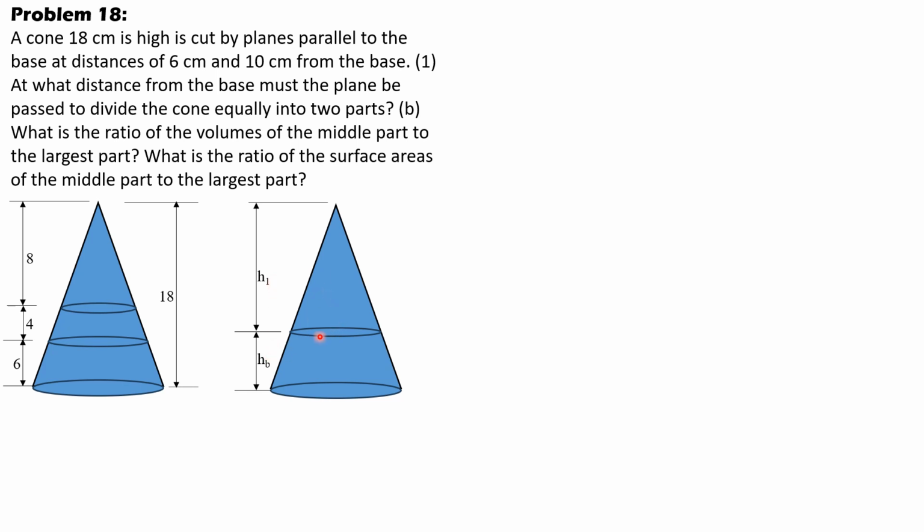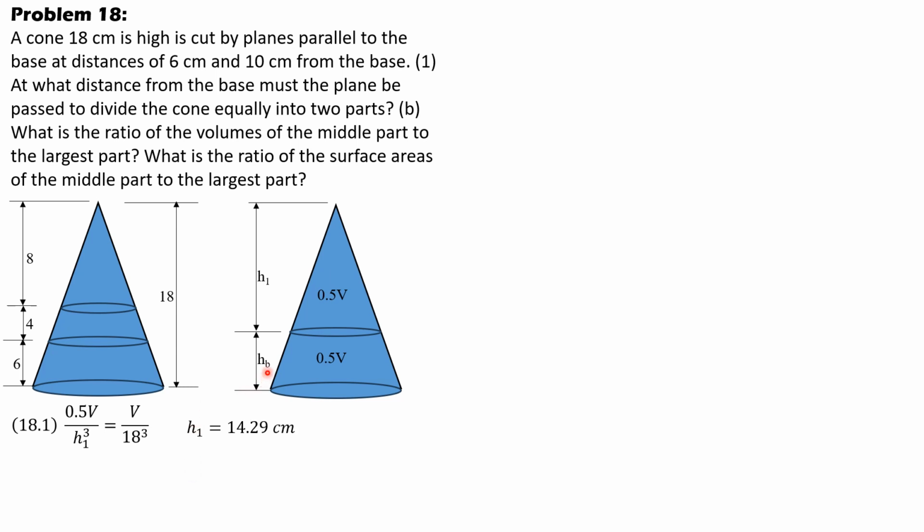Since this cutting section divides the cone into two equal parts, this is half of the volume of the entire cone, 0.5 of V, and the lower part is also 0.5 of V. By principles on similar solids, 0.5 of V is to H1 cubed as V is to 18 cubed. Cancel out V. Solve for H1. So H1 is equal to 14.29 cm.